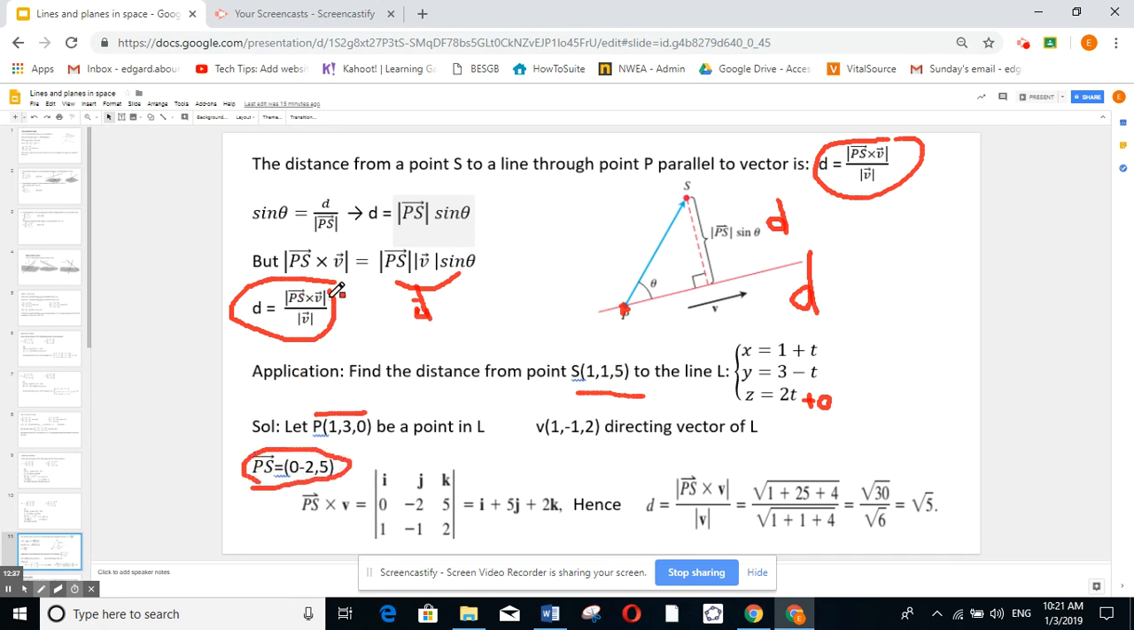What do I need to find? PS cross V, then the norm. From the previous cross product videos, you know that PS cross V, you put the components of PS, you put the components of V, you do the determinant, i times this product minus that product, minus j times this product minus that product, plus k times this product minus that product. You're going to get 1, 5, 2. So I want the norm of that one. It will be square root of 1 plus 25 plus 4 over norm of V. The V is the parallel vector. What are the components of V here? As you can see, 1, minus 1, 2. The coefficients of t. Over square root of 1 plus 1 plus 4. So you're going to get radical 5.